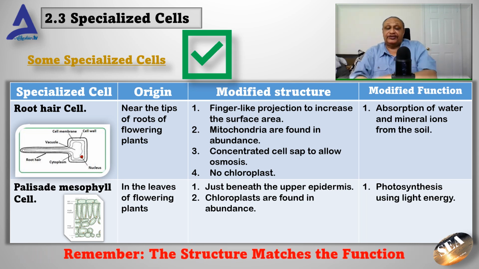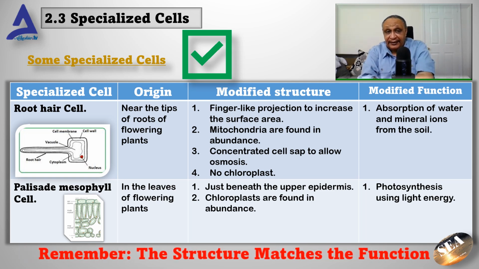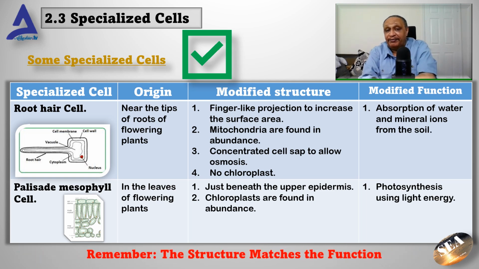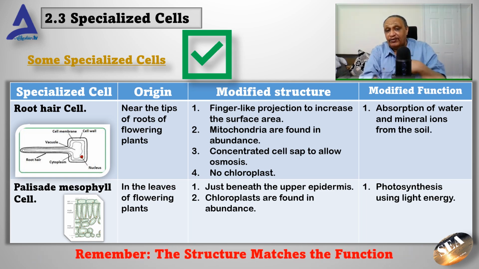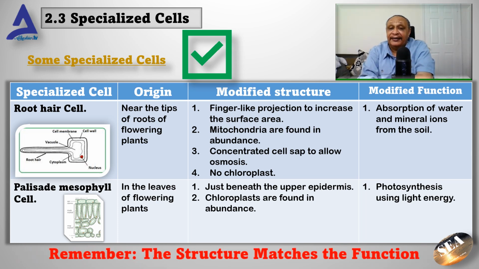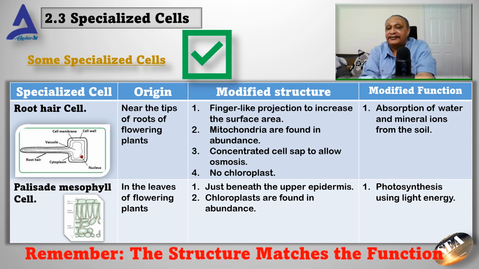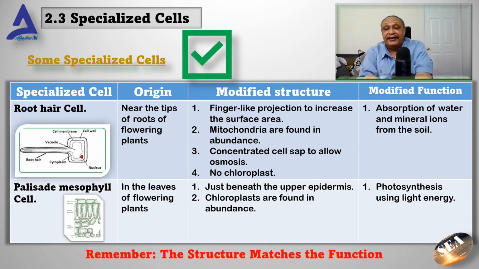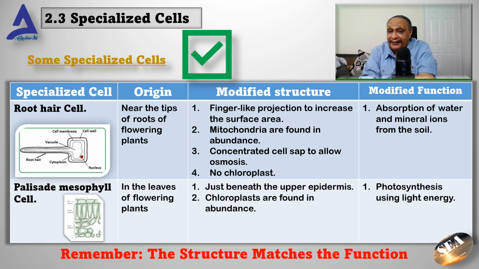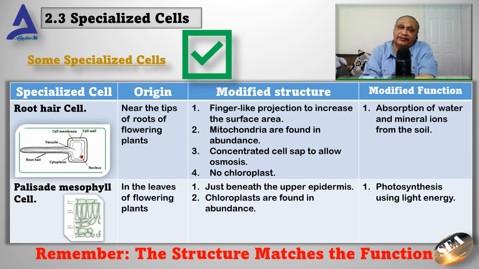The second one, which is the last but not least, is the palisade mesophyll cell. This is present in the leaf of the flowering plant. So I have one in the root and the other one in the leaf. They are just beneath the upper epidermis. Chloroplasts are found in abundance, and they are responsible for photosynthesis, using sunlight energy to provide the plant with food.